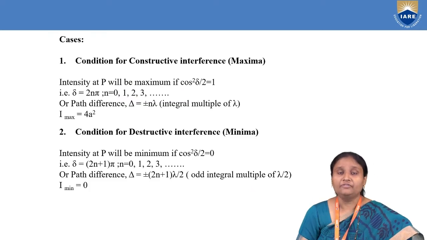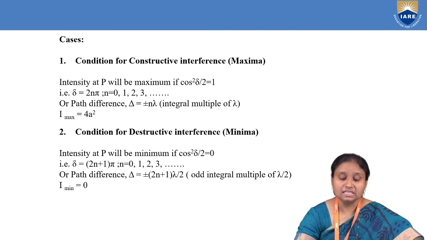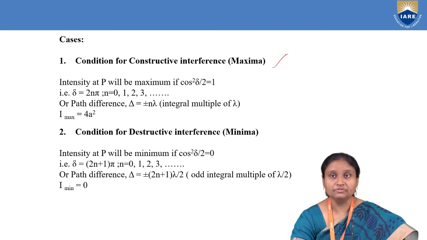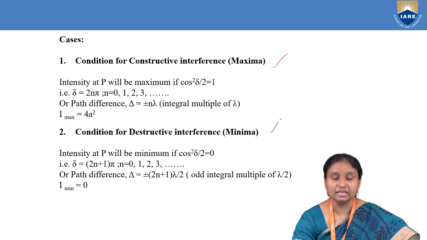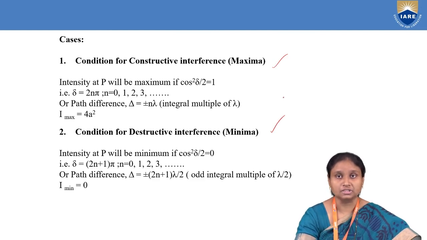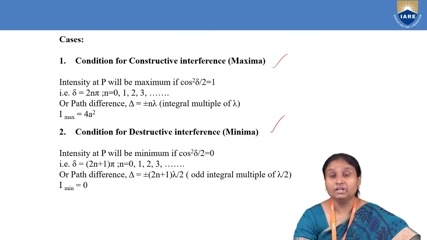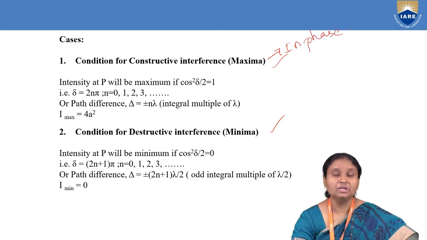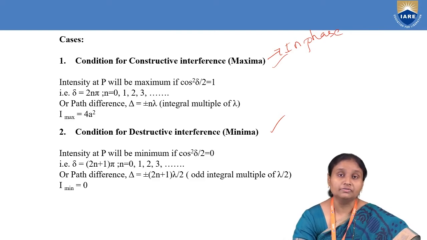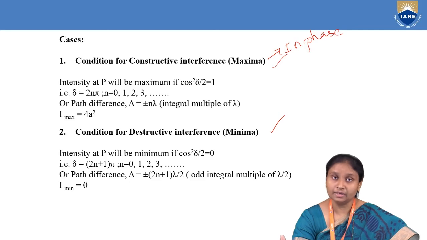Now next we will see from this intensity expression what conditions we are going to get. So here I have taken two cases. The first case is getting the condition for constructive interference, and the second case is getting the condition for destructive interference. As we know, constructive interference happens when waves are in phase with each other. What do we mean by in phase? They maintain zero phase difference, when their positions are exactly matching.